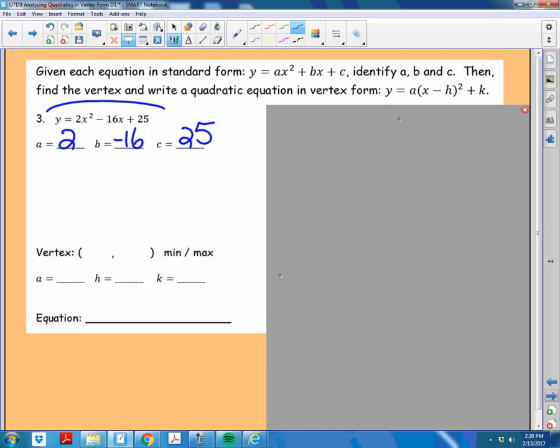What's the easiest way to find the vertex when you have it in standard form? John? Use your handy dandy notebook. Y equals.